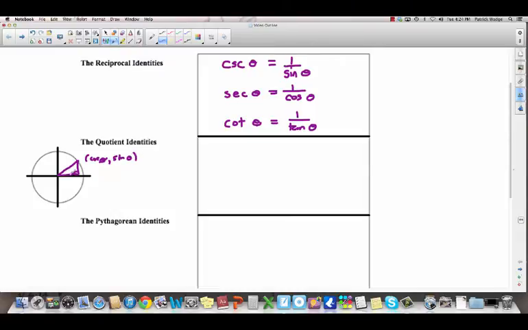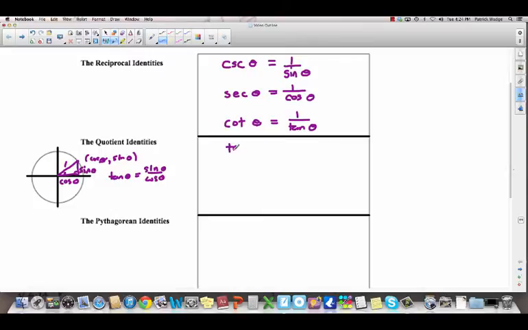Or the other way you could think about it is this distance here is cosine theta, and this distance up here is sine theta. And remember, theta is this angle right in there, right? And this is a unit circle, so this distance here is 1. So if we were going to take the tan of this angle, tan of theta equals opposite, which is sine theta, over adjacent, which is cosine theta. Hey, that's one of the quotient identities.